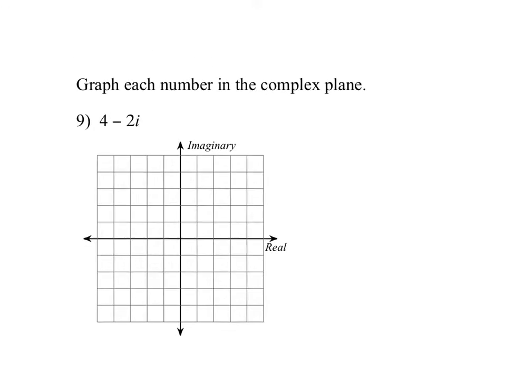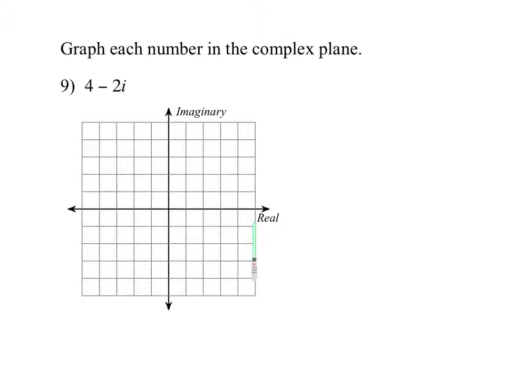Now, to graph each complex number, as you can see, I mark my x-axis as real and my y-axis as imaginary, right? So I'm using my x as the real part of the complex number and the y as the imaginary part. So on this one, I'm going to graph the point 4, negative 2. That means I'm moving 4, 1, 2, 3, 4, and 2 down. So I'm marking this point right there. So this is the point 4 minus 2i.